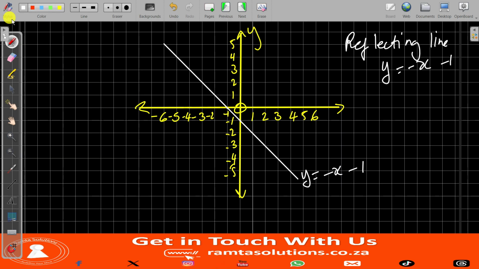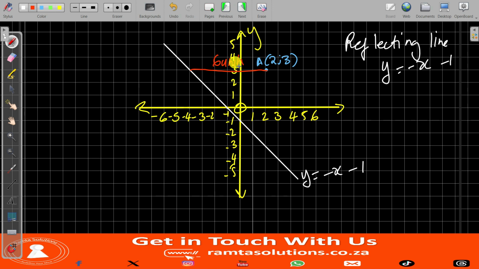All right? Now, let's go back to show this point. Point A was 2 and 3. Here it is. Now let's look at the distance, vertical and horizontal, between A and the reflecting line. 1, 2, 3, 4, 5, 6. So this is 6 units.